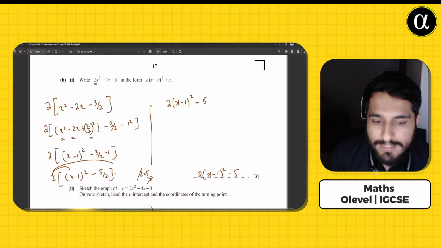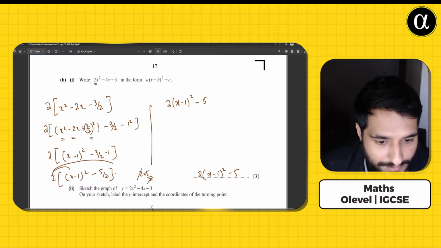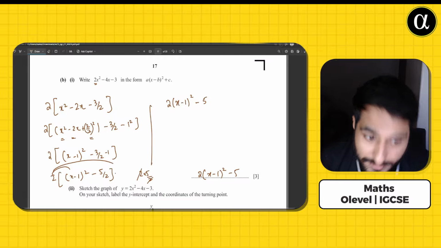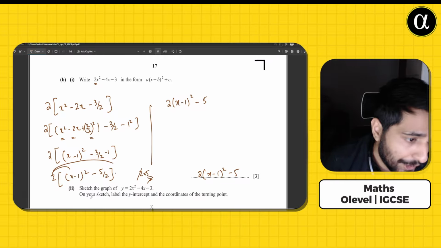Now, the next part says complete the graph, sketch the graph of y is equals to 2x squared minus 4x minus 3. Now, what are we going to do for this?